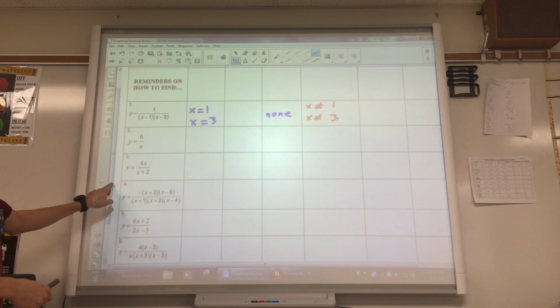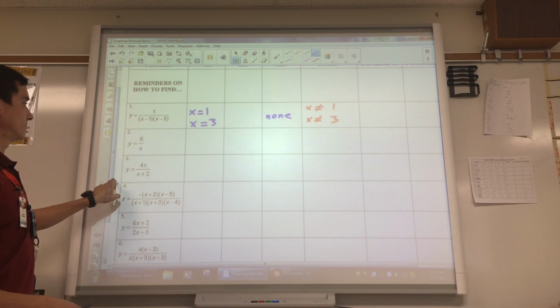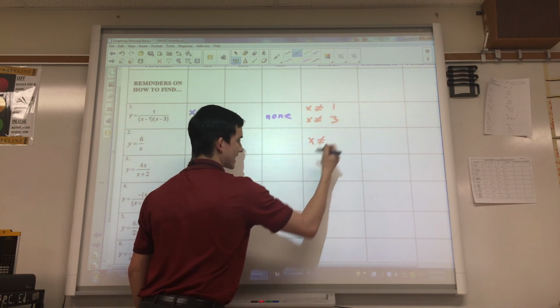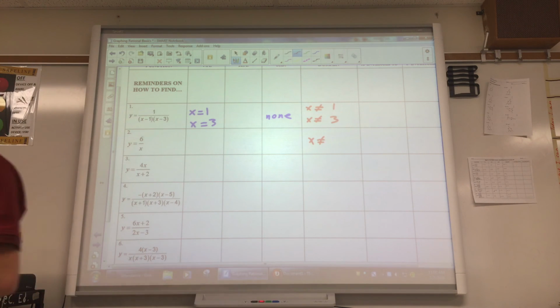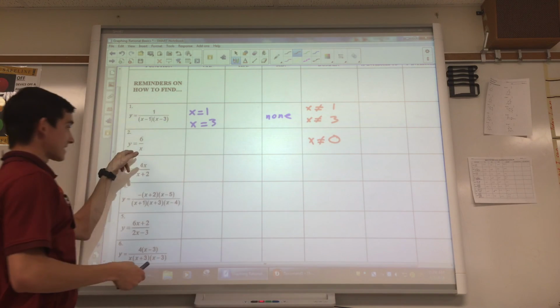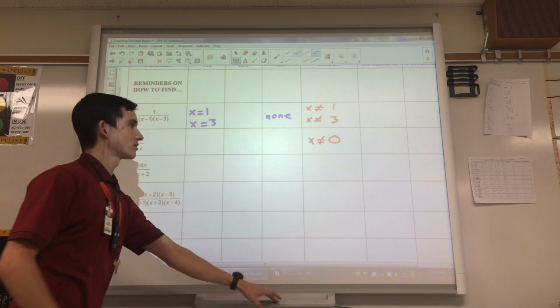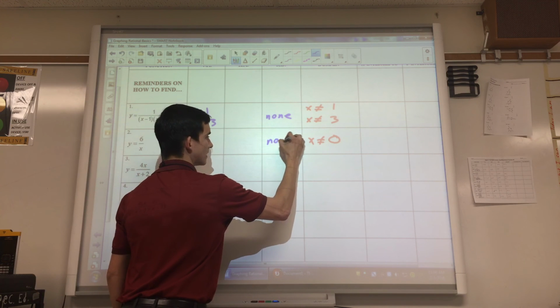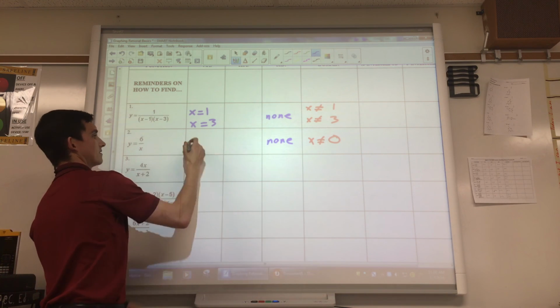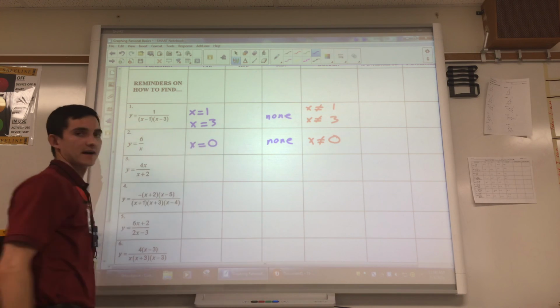Okay, let's look at the next one. Start off with a domain restriction. So we simply have an x on the bottom. So if we can't divide by 0, then what can x not be? 0. Simply 0. Okay, x cannot be 0. Does that cancel with anything up top? No. So again, you don't have any removable discontinuities. You have one vertical asymptote at x equals 0.